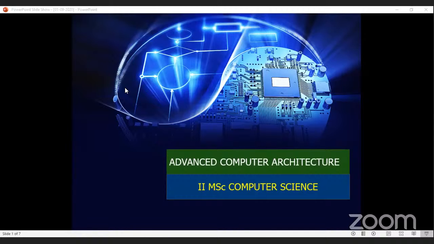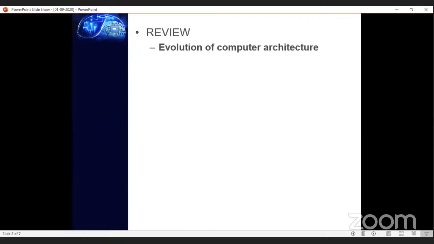Okay, so in the last session, we discussed the evolution of computer architecture. So first we'll review what we have covered so far, and then we'll take a new topic. I already told you, Flynn's classifications. So what we covered in the last session, we did the evolution of computer architecture.